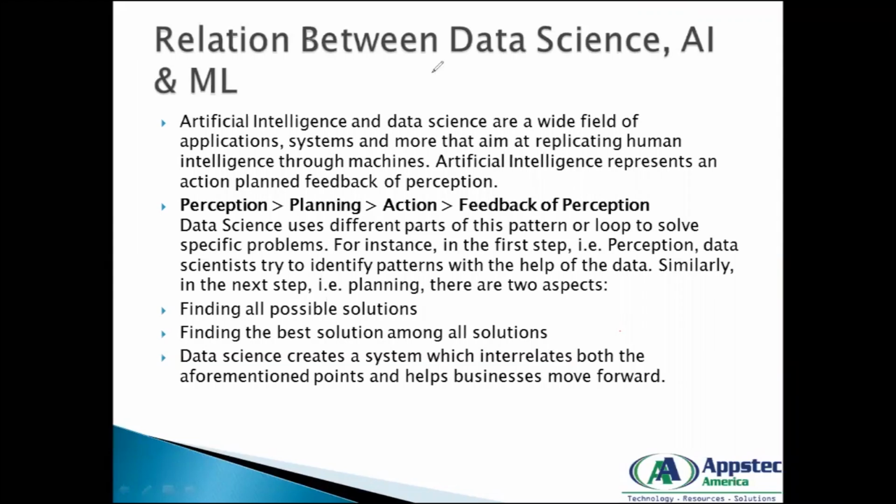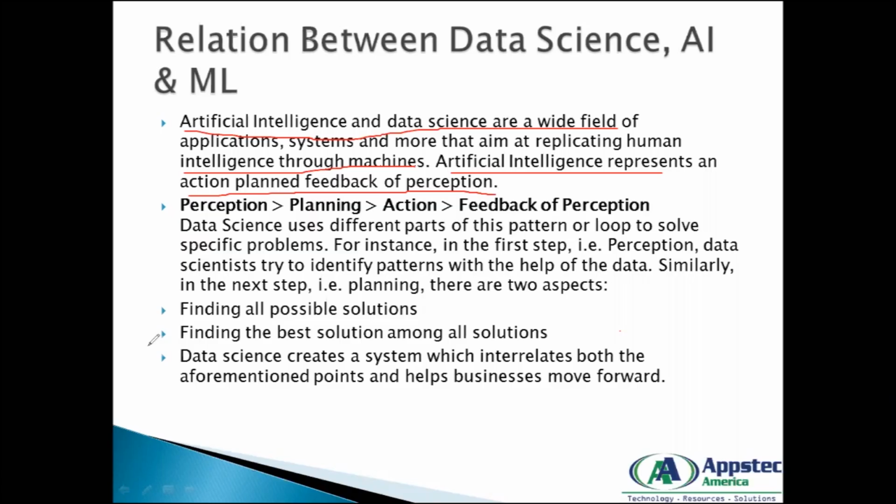So if I go with the textbook's definition, artificial intelligence and data science are a wide field of application systems and more that aim at replicating human intelligence through machines. AI represents an action planned feedback of perception. So that means whatever data is giving a hidden analysis or is identifying the hidden pattern, it is able to take a decision. So when we equip a system or an application which can replicate human thoughts and decide by itself, we say that it's an AI based engine.